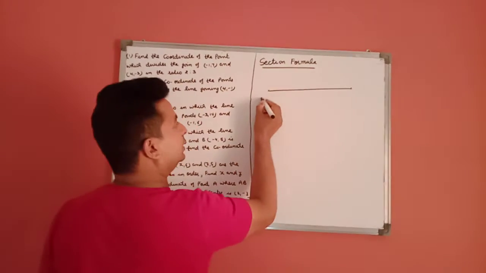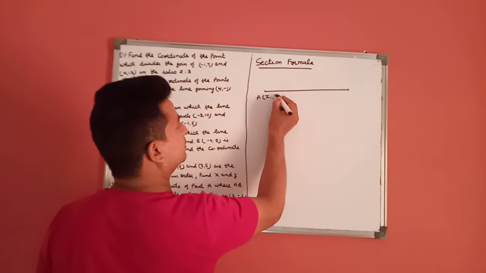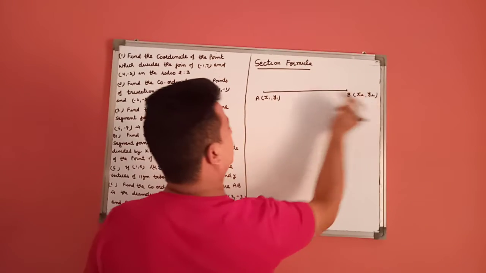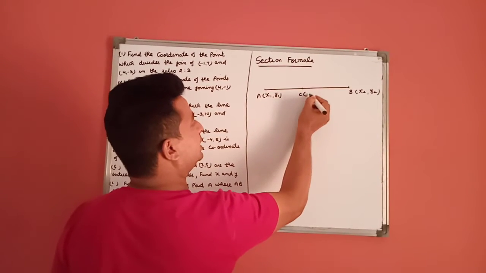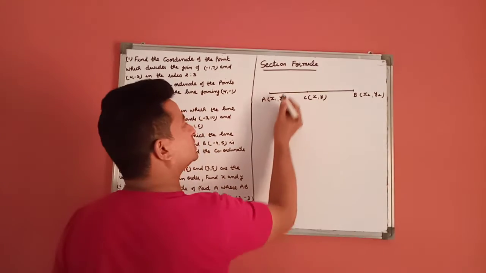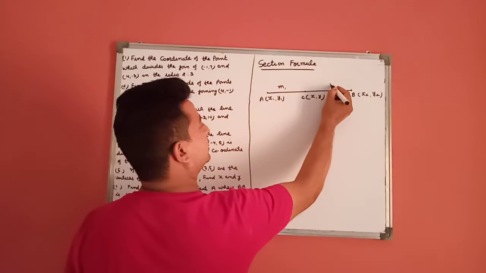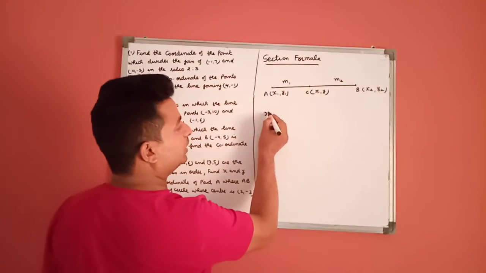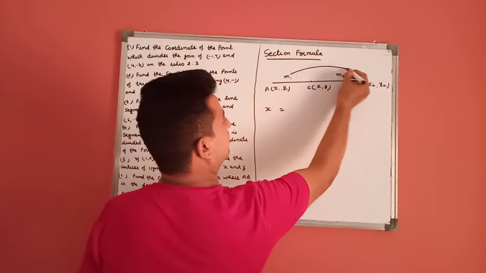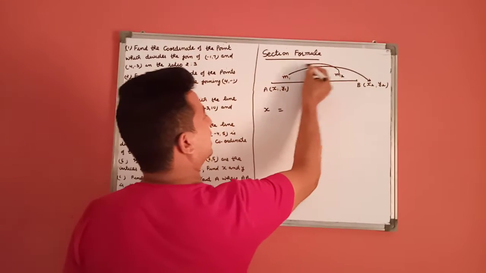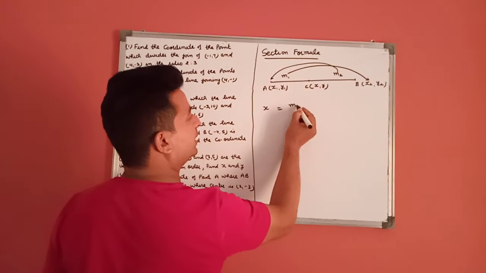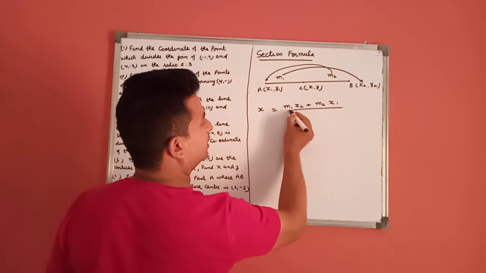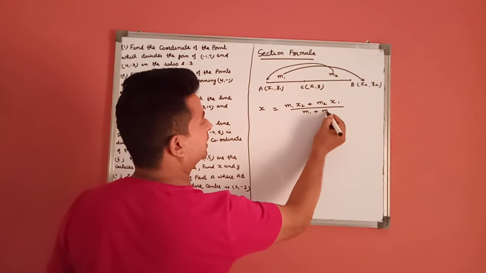Let us suppose that we have 2 points, A is (x1, y1) and B is (x2, y2). This is point C, this is (x, y). Suppose that these 2 points are divided in the ratio m1 to m2. Then the section formula is x is equal to, we multiply this by this and this by this. So m1 x2 plus m2 x1 divided by m1 plus m2.